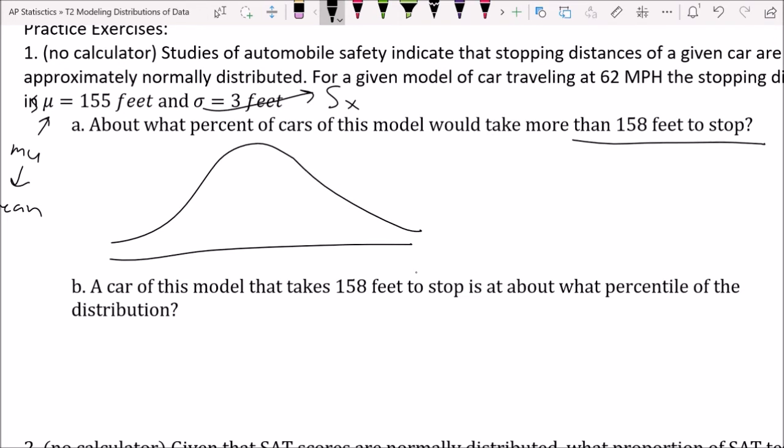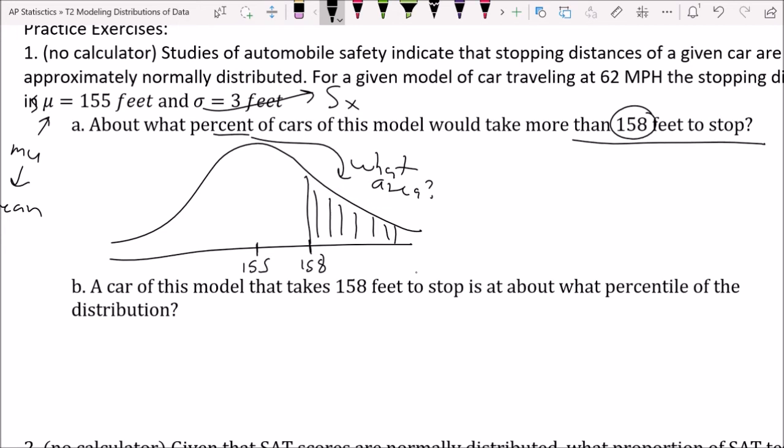Okay, so there's my normal distribution. I'm going to go to the center of it. I'm not going to put X bar. I'm not going to put mu. I'm actually going to put the number. They told me the mean was 155. And then I'm going to go out to what they asked about. They asked me about 158 feet. So I'm going to draw a line upward, 158 feet. And this is what they want in the question. They want to know what percent, which is analogous to what area is shaded right there.